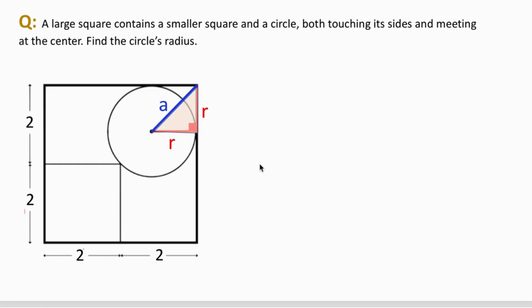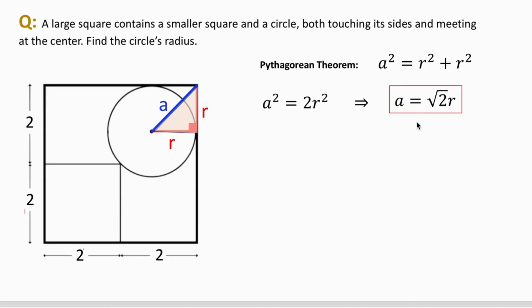For clarity, we have removed O, A, and B. And to find A in terms of R, we use the Pythagorean theorem. The theorem states that in a right triangle, the square of the hypotenuse, here A, is equal to the sum of the squares of the other two sides, expressed algebraically as this, and can be simplified to A as the square root of 2 times R. This is the relation between the hypotenuse and the radius of the circle.